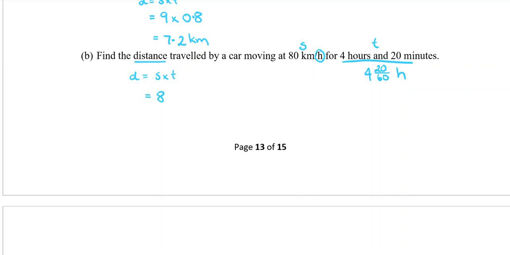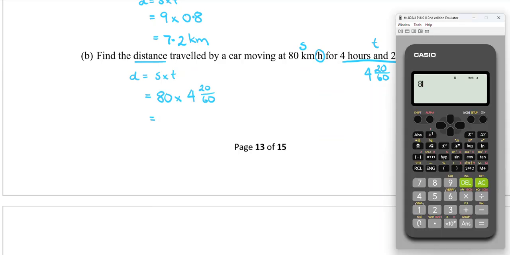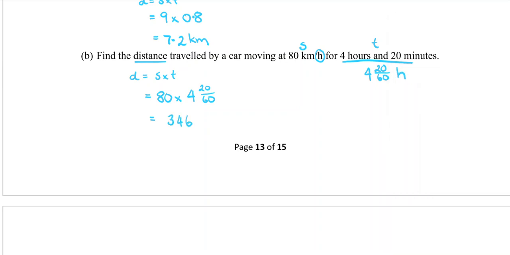The speed is 80, and then we times it by the time, which we worked out was 4 and 20 over 60 hours. Typing that in, we have 80 times by, use the 3 boxes for 4 and 20 over 60, which equals, let's turn it to a decimal, 346 point, let's do 1 decimal place, so 0.7. And that will be, again, just measured in kilometres.